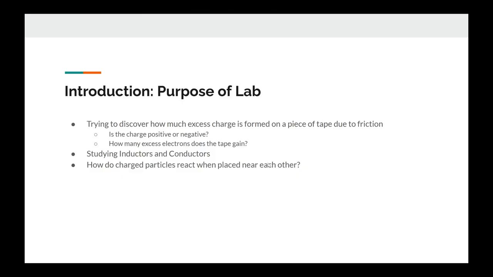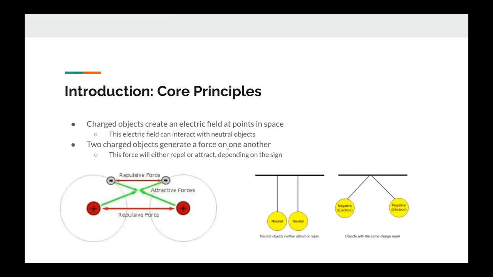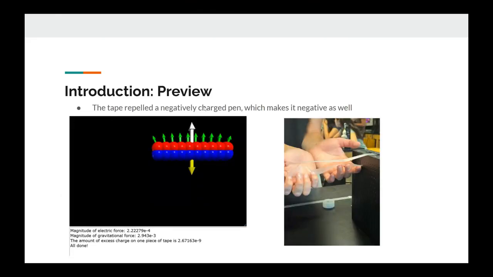Specifically for this new lab, we are also covering how different modeling techniques give you better information based on what technique you use. The core principles are the same as the previous lab. Charged objects create an electric field at points in space. This electric field can interact with neutral objects. Two charged objects can generate a force on one another, and this force will either repel or attract, depending on the sign. Here's a preview of the lab.